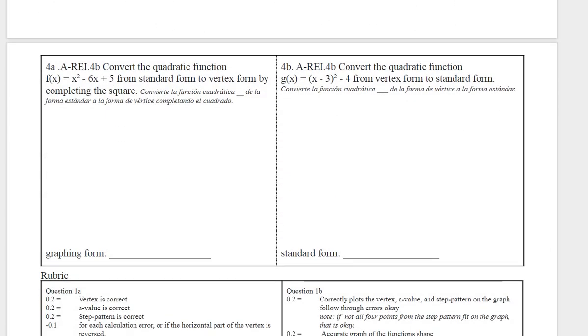Number 4. Convert the quadratic function f of x equals x squared minus 6x plus 5 from standard form to vertex form by completing the square. I'm going to take this completing the square problem, and I'll show you 2 different ways to do this. Okay, method 1, completing the square.